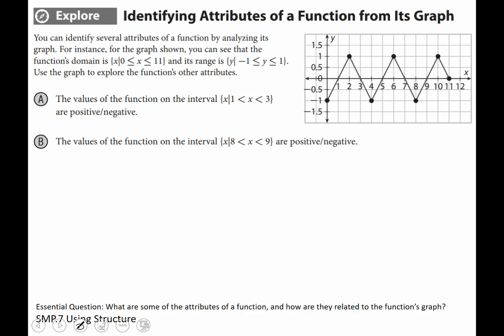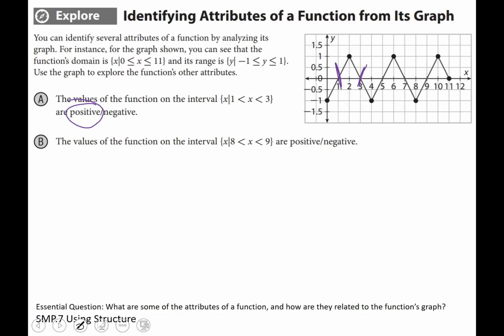So now we're supposed to use the graph to explore the function's other attributes. In part A, we're supposed to find the values of the function on the interval from 1 to 3. So we're looking from 1 to 3 on the graph, and we need to decide if they're positive or negative. This is a really excellent skill to have for AP Calculus, understanding where it's positive and negative on a graph. Because the values are above the x-axis, we know that those y values are positive. And when they talk about the word value, they're talking specifically about y.